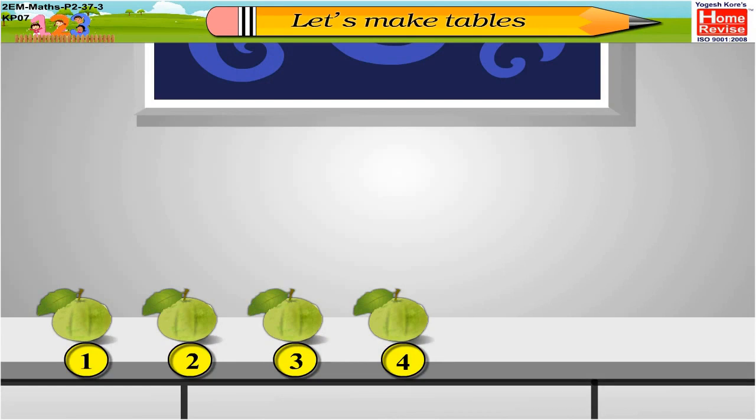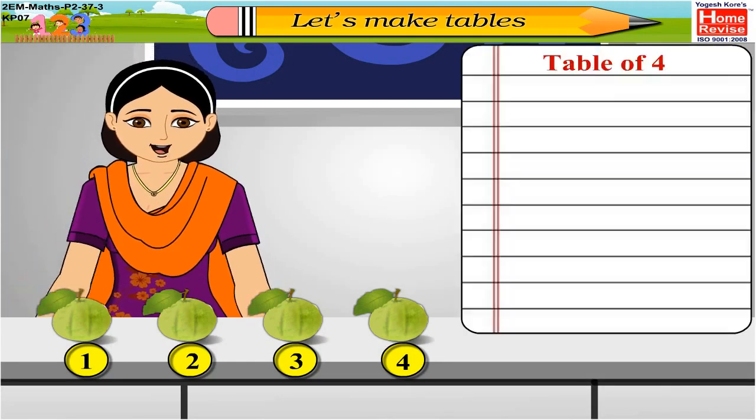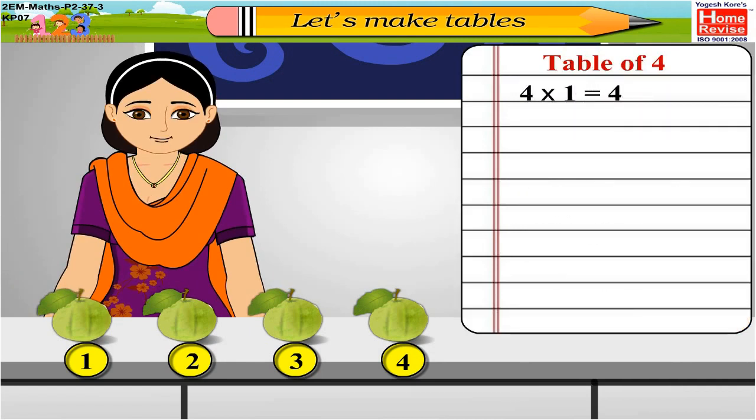Place the guavas in a row. Now, Yash, you count them once and write 4 multiplied by 1 is equal to 4. That is, 4 ones are 4. Yash did that.